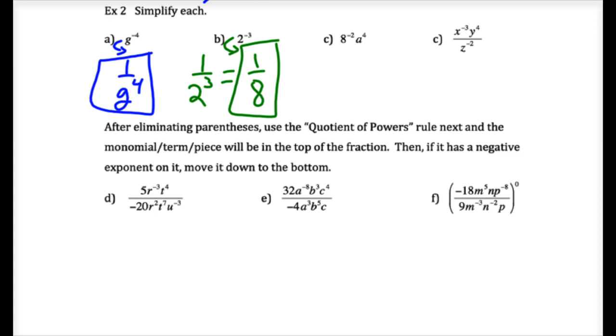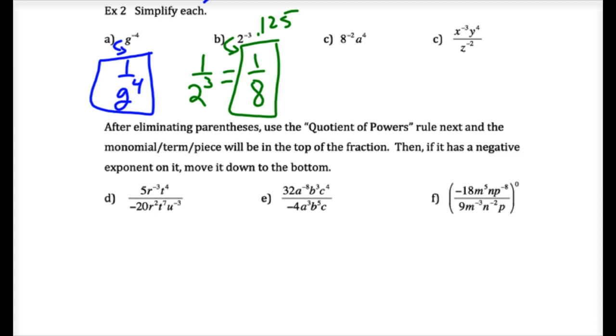If you have your calculator out, watch this. Do you guys know the decimal form of 1/8 yet? It's 0.125. Everybody try to type in 2 to the negative 3 power. Type it in. 0.125. So it equals 1/8 or 0.125.